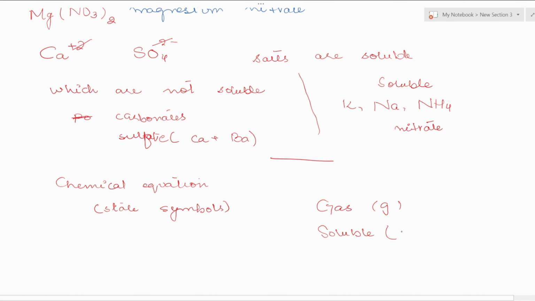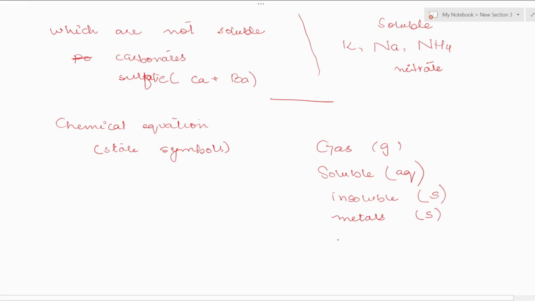For the soluble ones, we write aq, like the aqueous solution. They're soluble in water. The insoluble ones are written as s. s means solid. They are not soluble. They are solids. Metals are also written as s. What else? l is liquid. So water only, if not present in the form of steam. For steam, we write g because it's a gas. But for regular water, it would be in liquid state. You must know these five things.